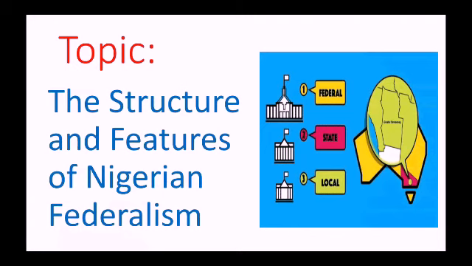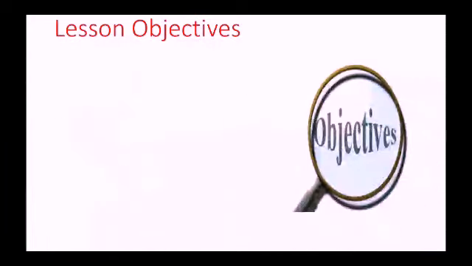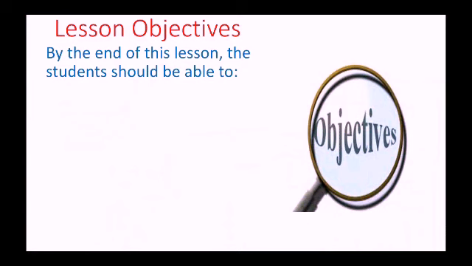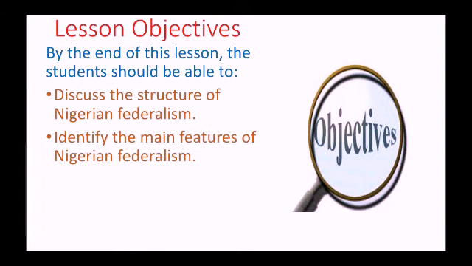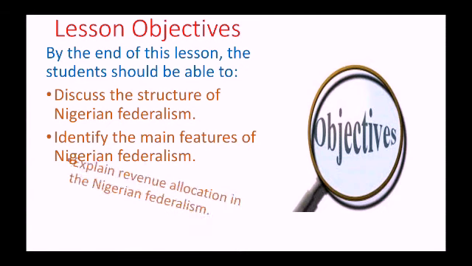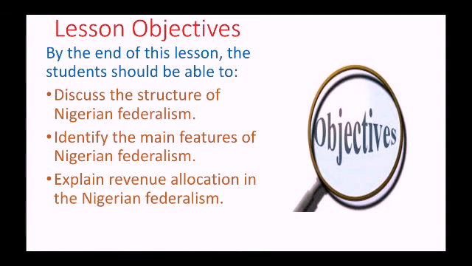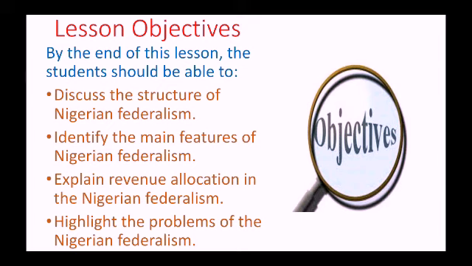First, let's look at some of the lesson objectives. At least those things you must take cognizance of in the course of watching this video. By the end of this lesson, you should be able to discuss the structure of Nigerian federalism, identify the main features of Nigerian federalism, explain revenue allocation in the Nigerian federalism, and finally, highlight the problems of the Nigerian federalism.